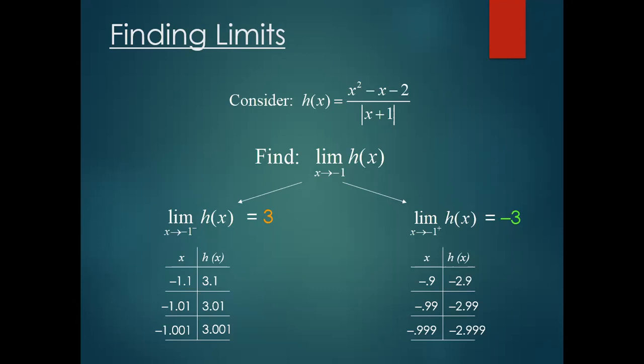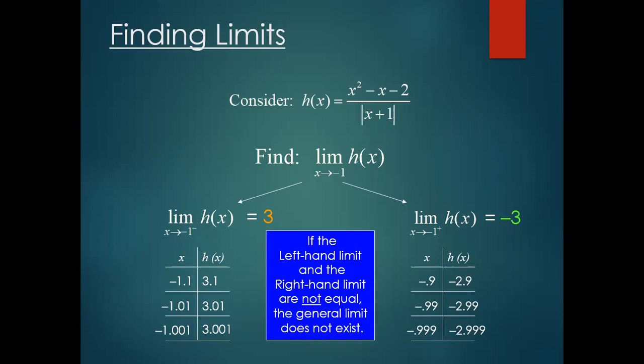We notice that 3 and negative 3 are not equal, because the one from the left is positive and the one from the right is negative. So if the left-hand limit and the right-hand limit are not equal, then the general limit does not exist. Again, when our answers from the left and from the right are different, then the limit does not exist. Okay? DNE, or does not exist.